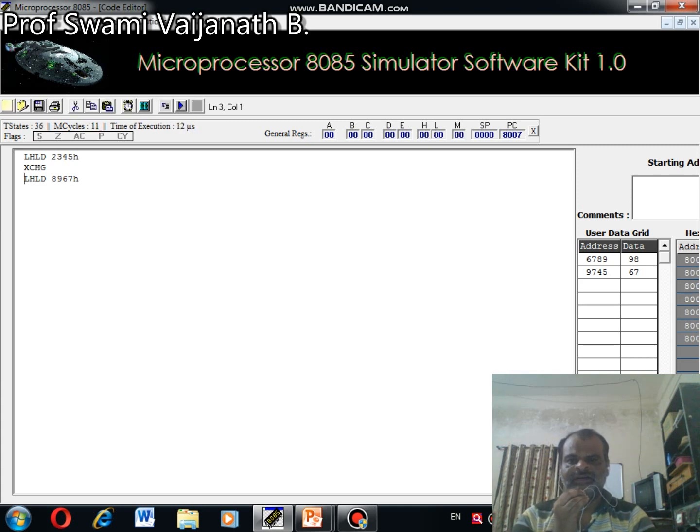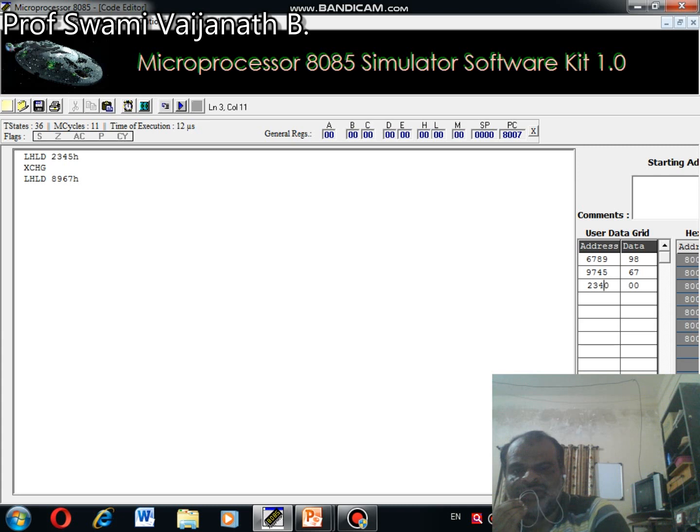What happens? See here, the HL address is 0000H and the DE address is 2340H. Here, the DE address and HL address cannot be initialized. Why did this happen? Because LHLD 2345 is given. That means there are two locations, 2345 and 2346.